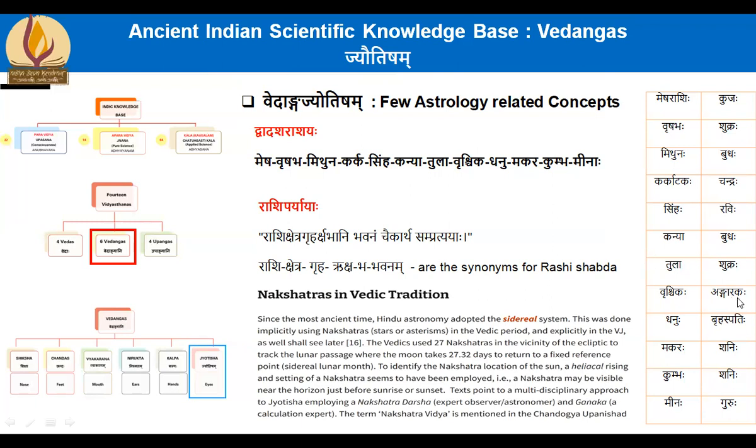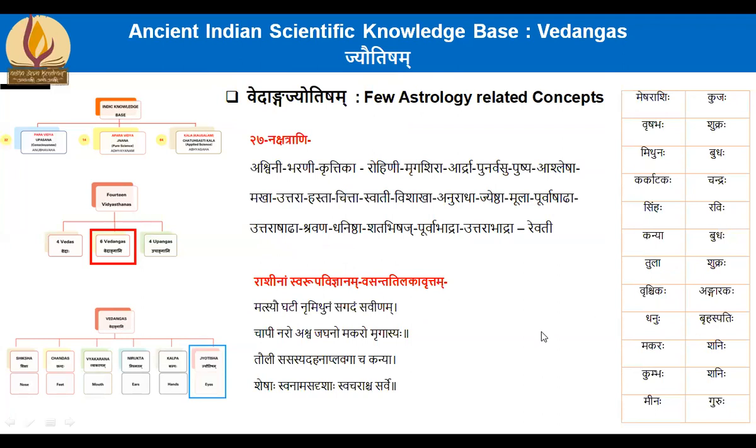Angaraka is Shani. Mangala, Mars. Then Brihaspati is Guru. Okay. Then these are the 27 nakshatras.